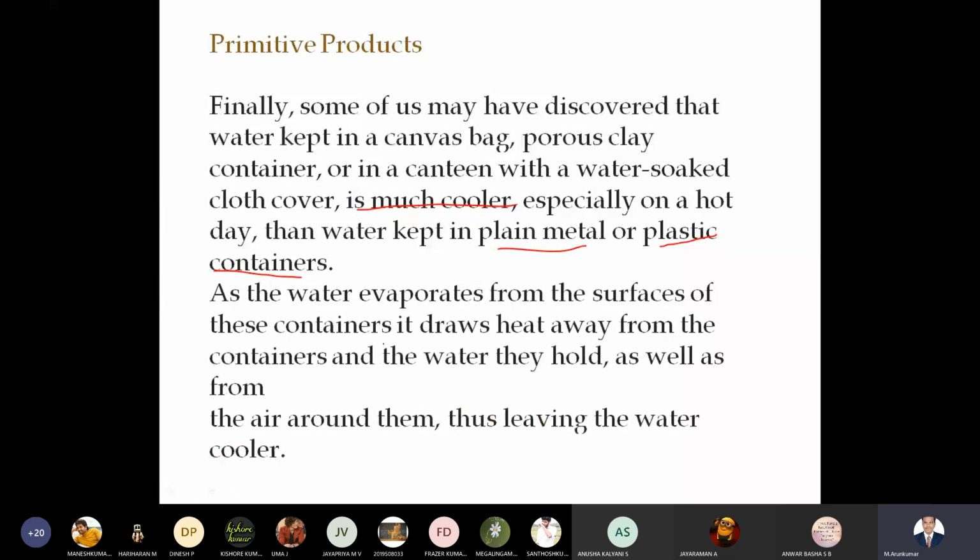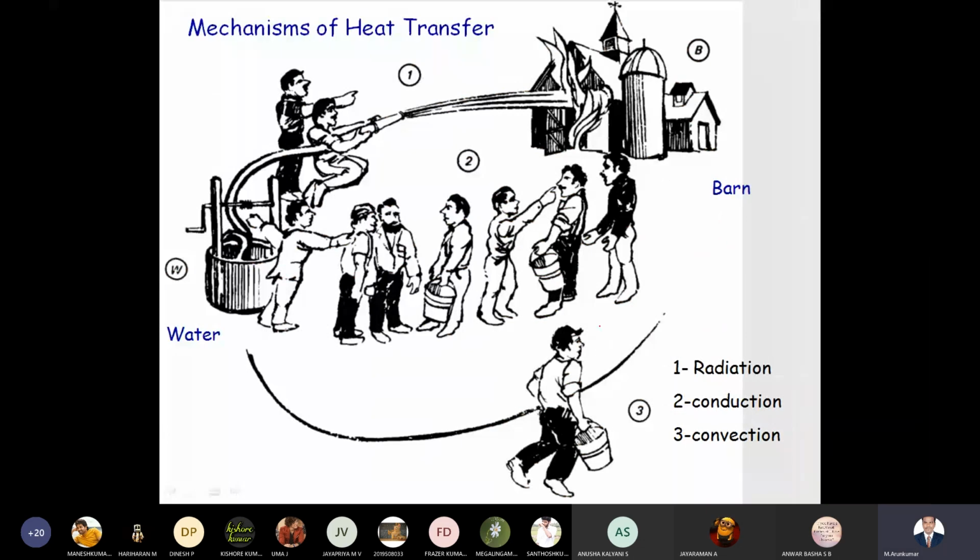Why does it happen? Because as the water evaporates from the surfaces of this container, it draws heat away from the containers and the water they hold, as well as from the air around them, thus leaving the water cooler. Right. So actually, the evaporation process happening on the surface of these containers will transfer heat. So then we can get the cooling of the water. Actually, this is the principle behind these primitive products.